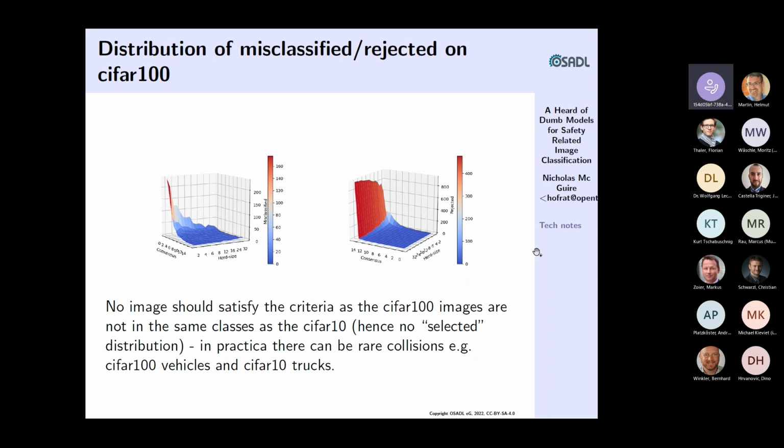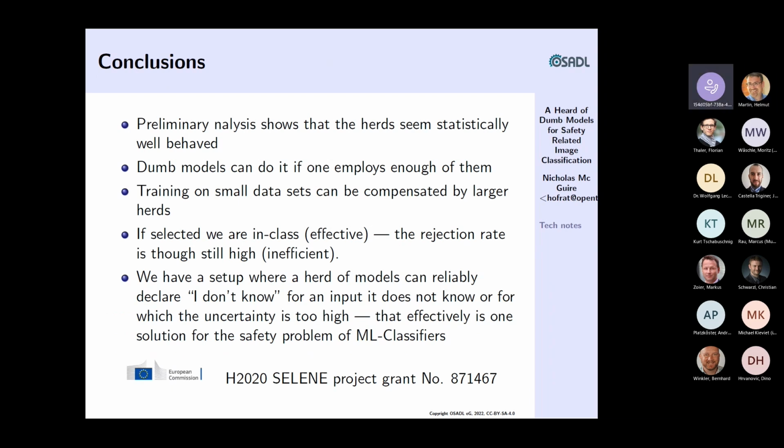Okay, conclusions? Yes. We have well-behaved statistics in herds. I must add that the currently used herds are quite large, not very attractive for any practical applications yet. But the important thing is that we have a possible avenue for quantified properties of correctness, so dumb models can do it. We just have to use quite a large number of them.